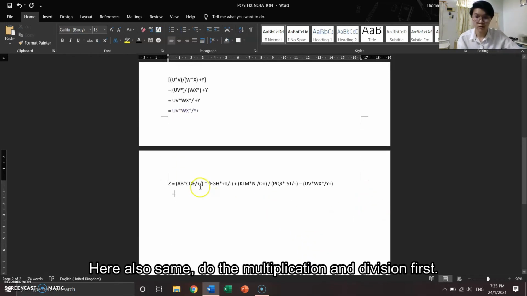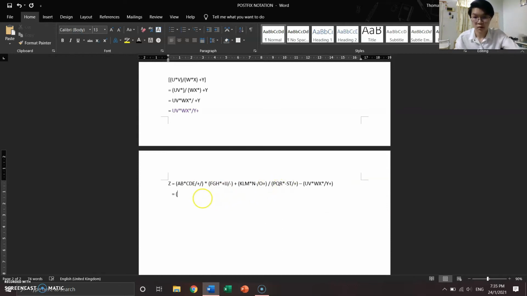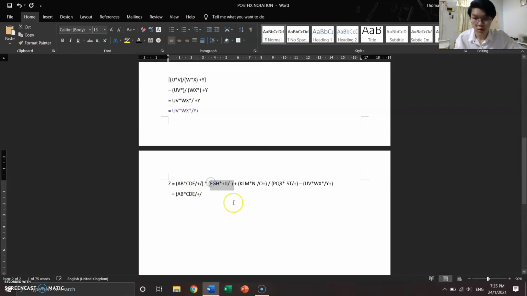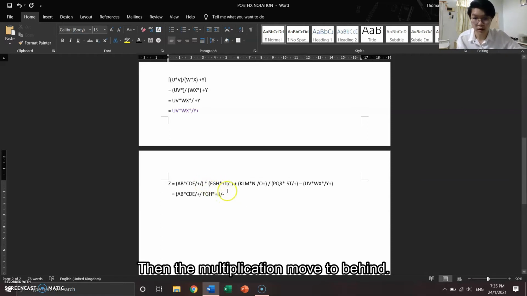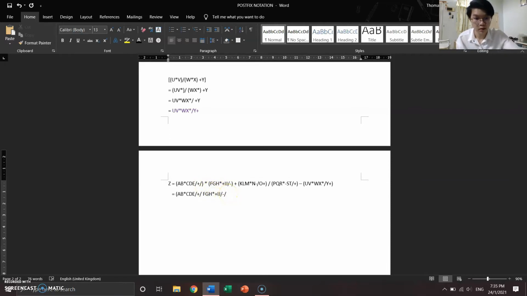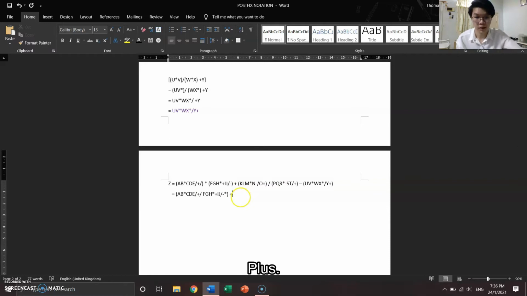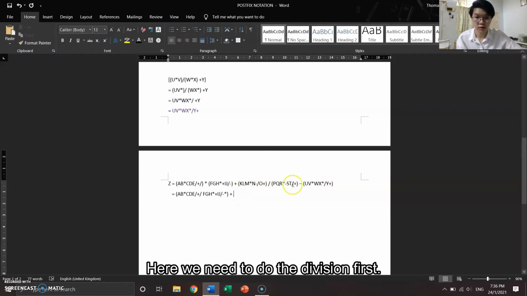Here also the same: do the multiplication and division first. So first copy this, then combine with the second part. Then the multiplication moves to behind. Now the first multiplication is done. Plus. Here we need to do the division first.